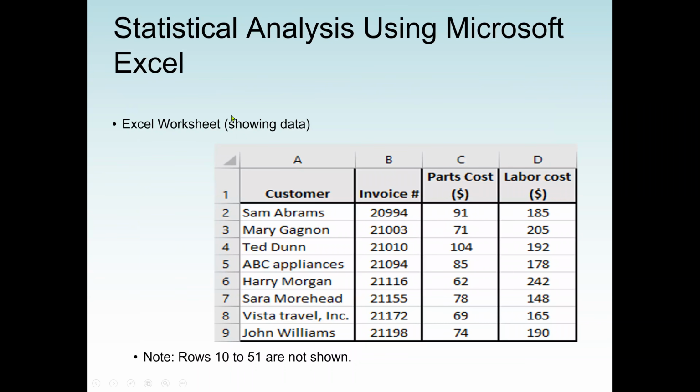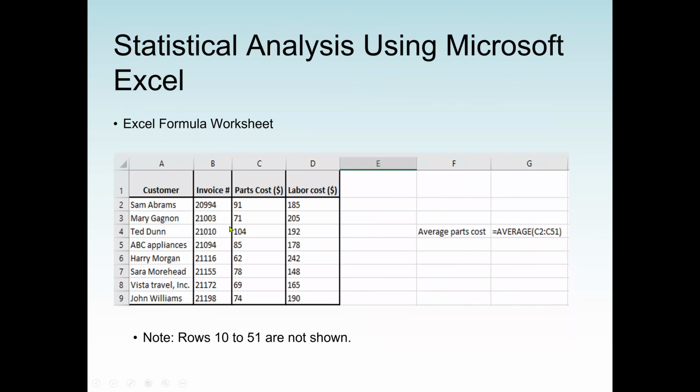So this is an example of an Excel worksheet. Normally the columns are A, B, C, D, and the rows are 1, 2, 3. The intersection of a row and column is called a cell, and the cells have a name. The column name comes first, before the row. So let's say where I have $91, the parts cost of $91, the cell name is C2 because it's in column C and row 2. Then after we finish entering the values, we can enter the Excel formula in the worksheet.